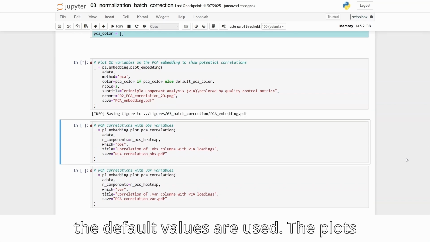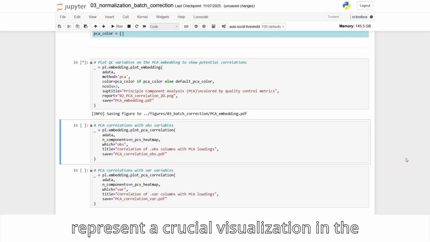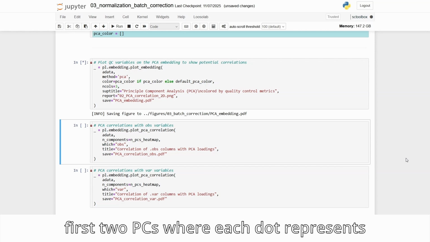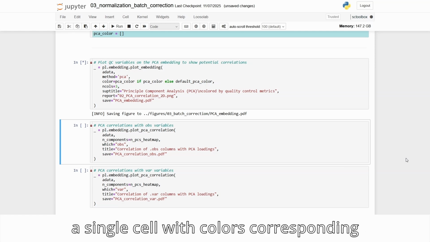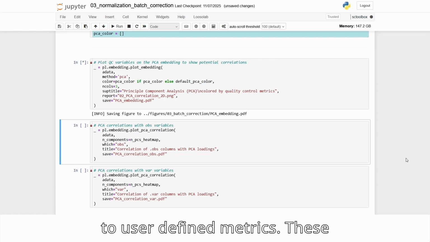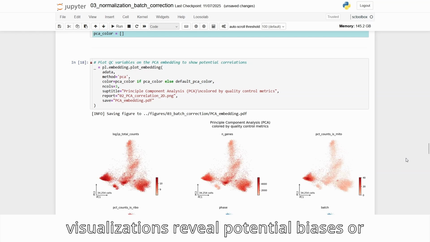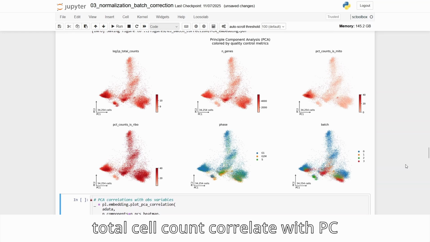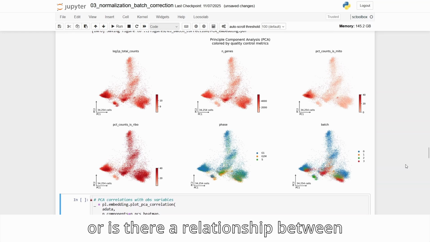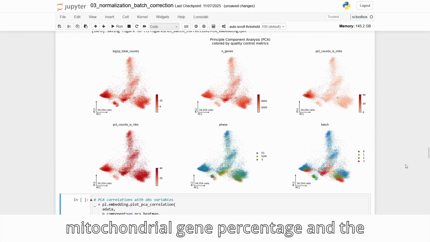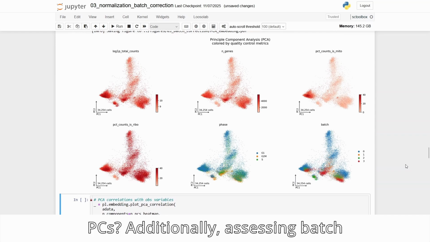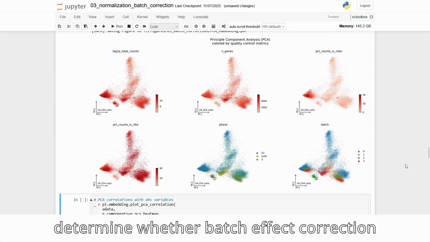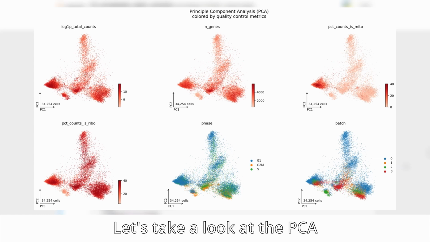The plots generated by the subsequent code cells represent a crucial visualization in the analysis pipeline. They visualize the first 2 PCs, where each dot represents a single cell, with colors corresponding to user-defined metrics. These visualizations reveal potential biases or unintended correlations in the data that require mitigation. For instance, does total cell count correlate with a PC, or is there a relationship between mitochondrial gene percentage and the PCs? Additionally, assessing batch distributions in these plots helps determine whether batch effect correction is necessary. Let's take a look at the PCA plots.